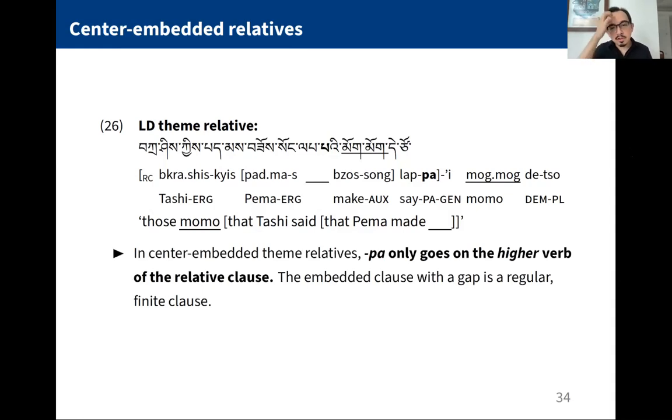So in center embedded theme relatives, pa only goes on the higher verb. And it's not possible, for example, to put pa on the lower verb, which is what we saw when we have this extraposed word order. It's also not possible to make the higher verb finite, for example.